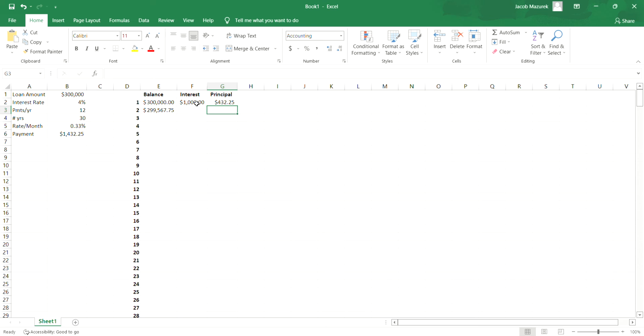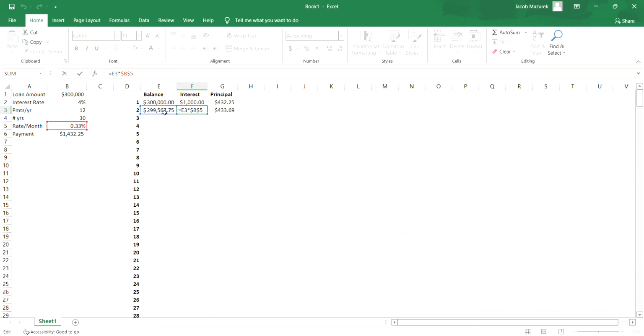So now here's what it looks like. I select these two and I pull them down, meaning I click on the lower right hand corner and I just pull it. And you notice the numbers changed. Now the interest payment is lower. Let's click on this. It's now referring to this one. Before it referred to this one, now it's referring to this one, but still referring to this same rate.